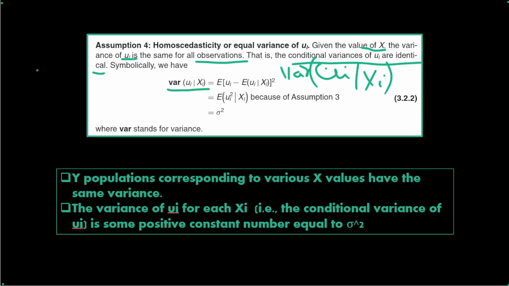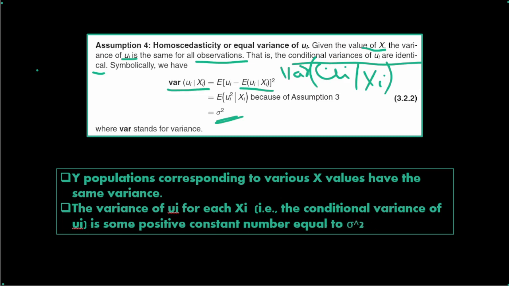We denote it as the expected value of ui minus the expected value of ui given xi, that means the mean here, whole square, equal to sigma square. It tells us that Y populations corresponding to various X values have the same variance. Then the variance of ui for each xi, the conditional variance of ui, is the same positive constant equal to sigma square.